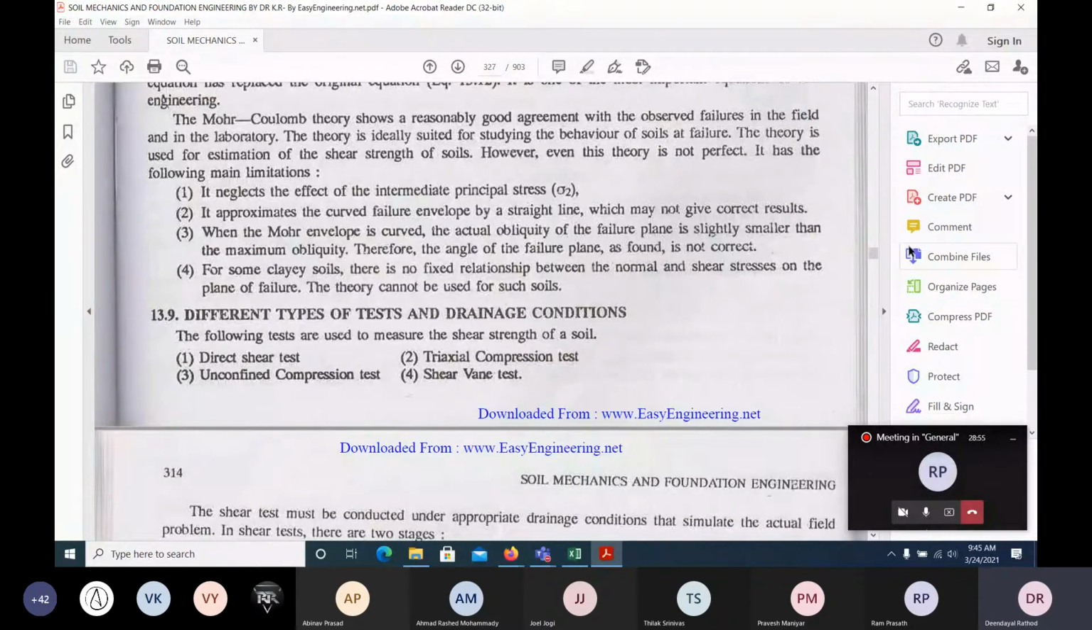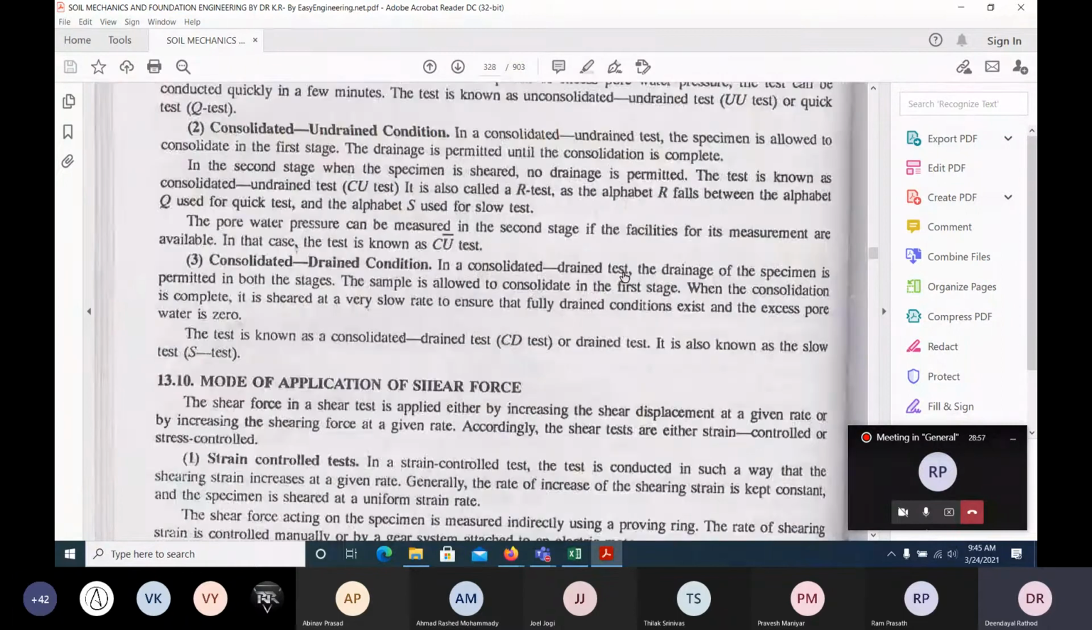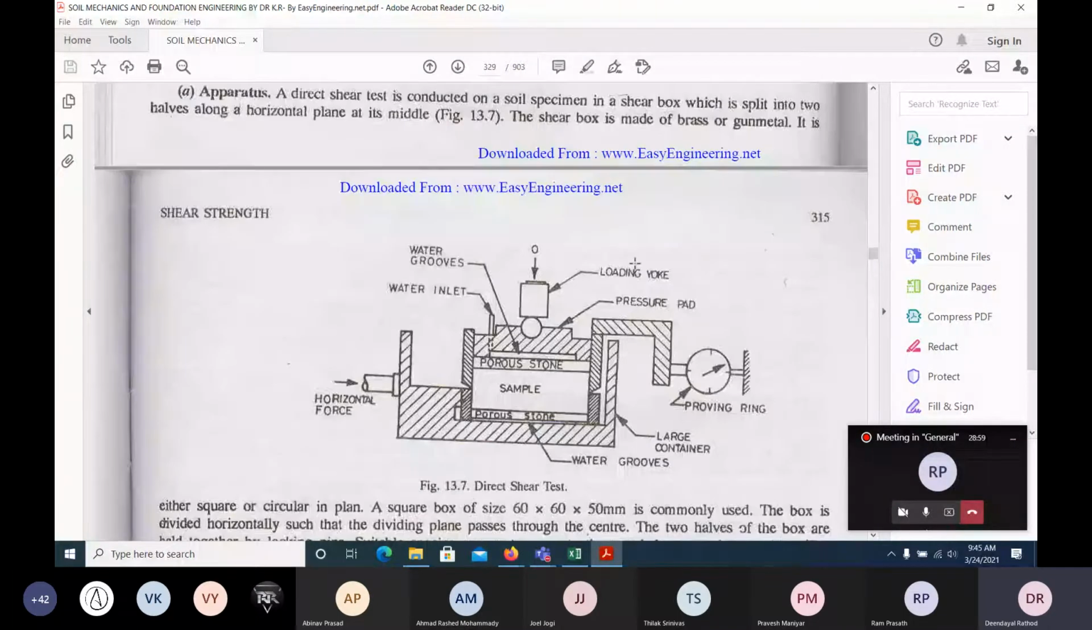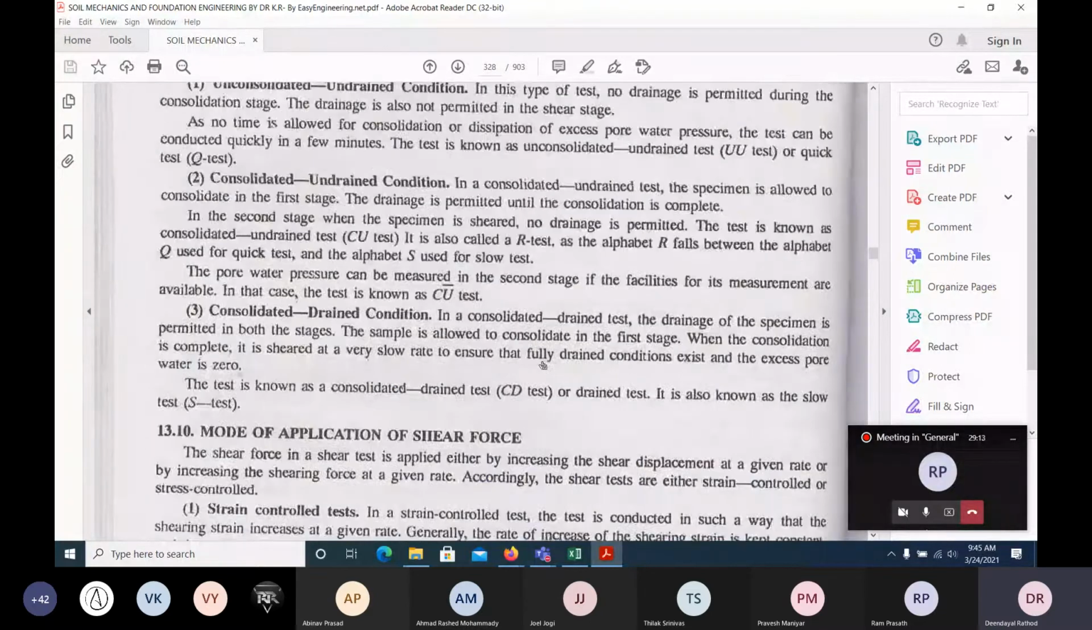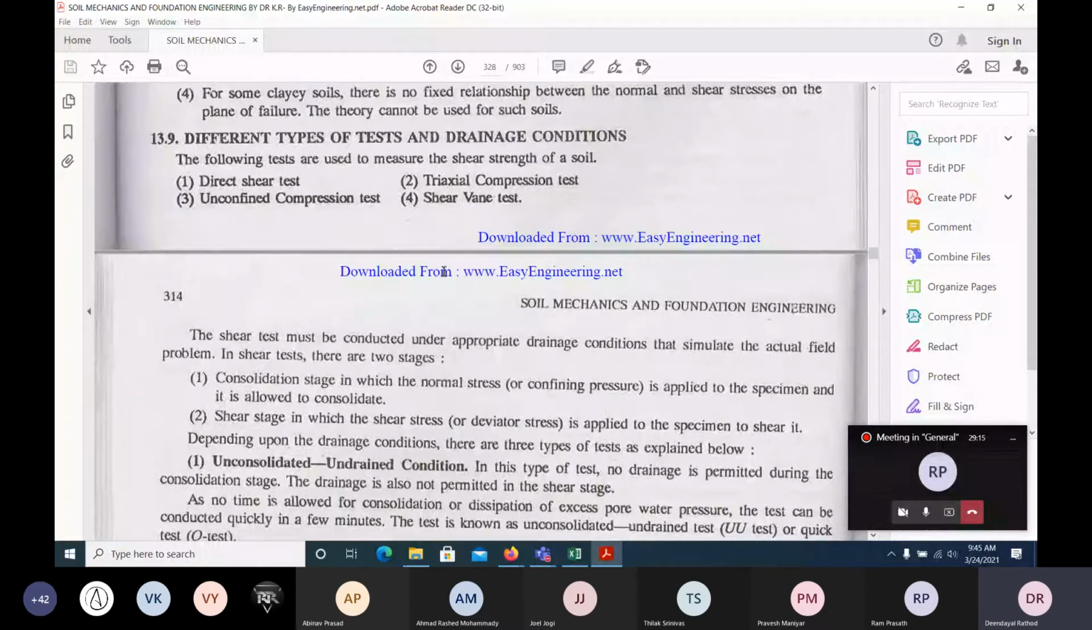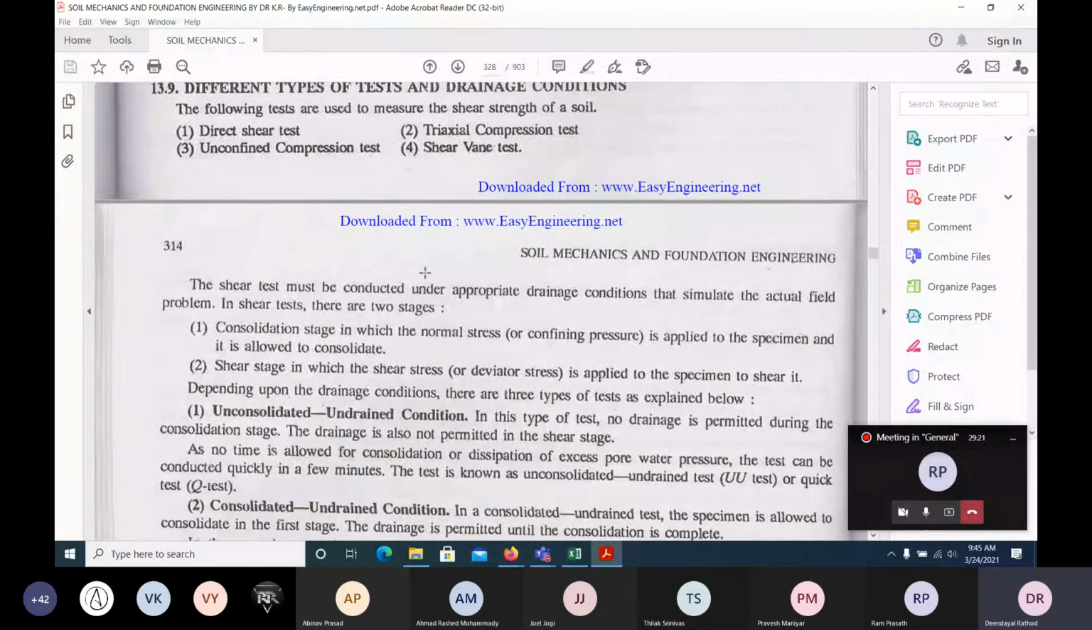That means there would be some box. Okay, here I will show you. Here there would be some box, and here we will apply normal load and the shear. This particular sample would be sheared. Okay, before going to that, there are some other methods also, that is the triaxial method. In the triaxial method we have a few drainage conditions actually. So here the shear test must be conducted under appropriate drainage conditions that simulate the actual field problem.